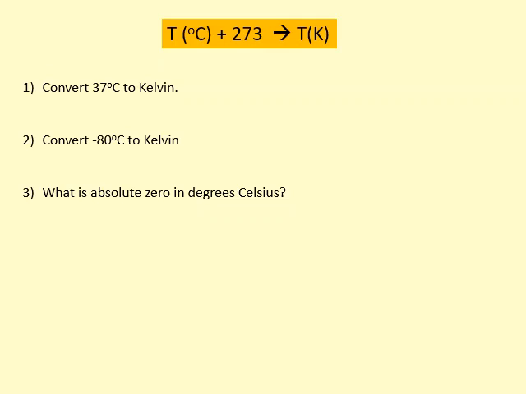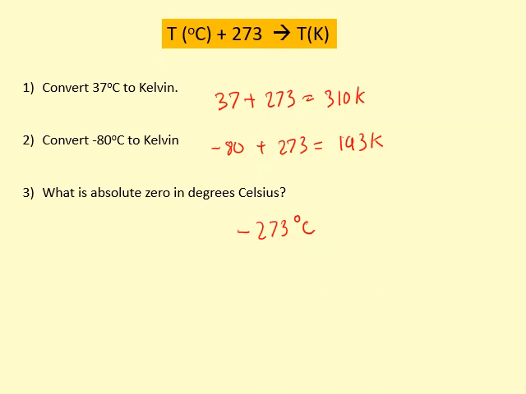Okay, to convert from degrees Celsius to Kelvin, you simply add 273. So 37 plus 273 gives us 310 Kelvin, minus 80 plus 273 gives us 193 Kelvin, and absolute 0, when internal energy is minimum, in degrees Celsius is minus 273 degrees Celsius. It's extremely cold, and it's extremely hard to get to that temperature, to cool something down to that temperature.